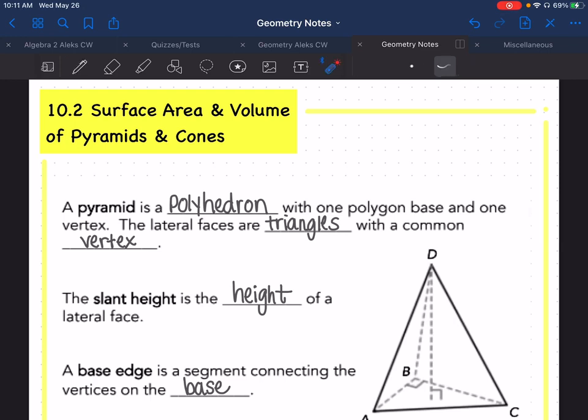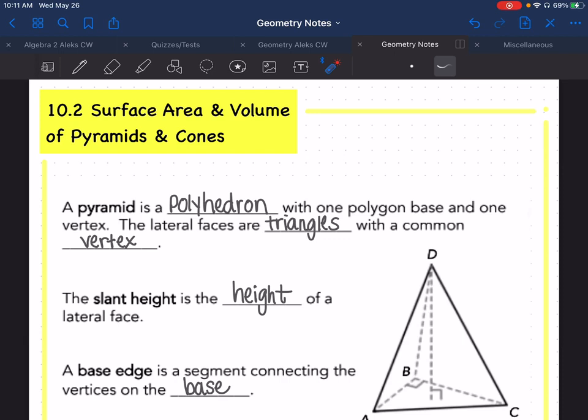So if you take a look at our pyramid here, we have a triangle, a right triangle for our base. There is only one. And then our lateral surfaces all meet up here, and you can see the first one right there at the vertex D.